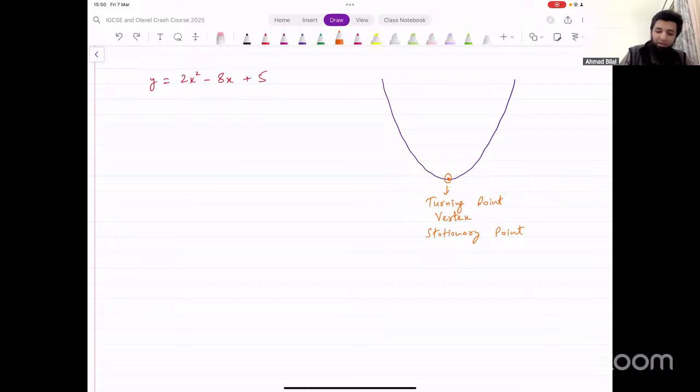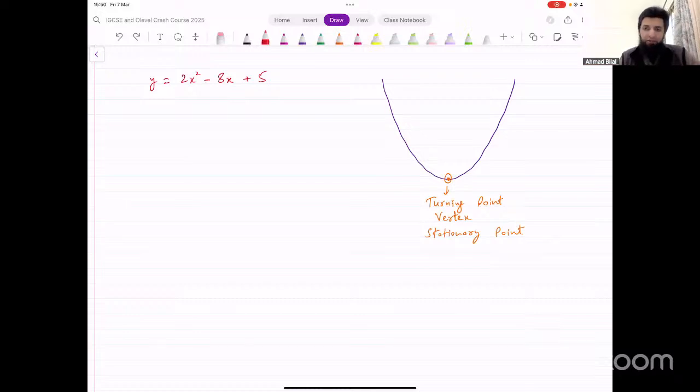Turning points have another name as well. We call them stationary points. Generally, when we refer to turning points in the context of differentiation, we call them stationary points instead. Stationary points are basically the turning points of any function. Now, you can also find turning points of any function using differentiation.